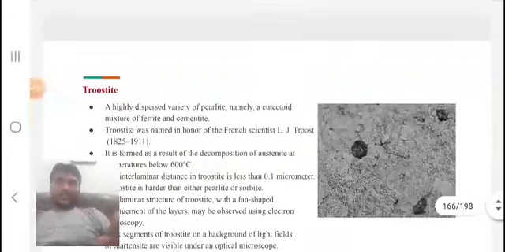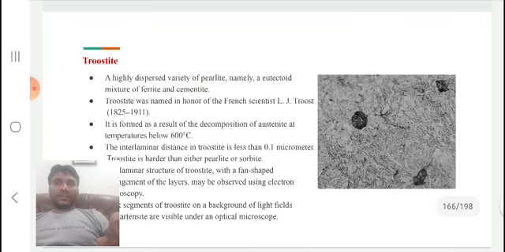So then trustite, a highly dispersed variety of perlite, is a eutectoid mixture of ferrite and cementite. This trustite was named in honor of the French scientist Trust. It is formed as a result of the decomposition of austenite at temperatures below 600 degrees centigrade, whereas sorbite is around 650 degrees centigrade and trustite is 600 degrees centigrade. So the interlamellar distance in trustite is less than 0.1 micrometer.